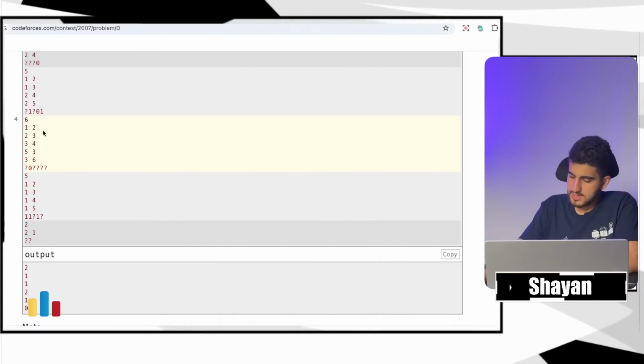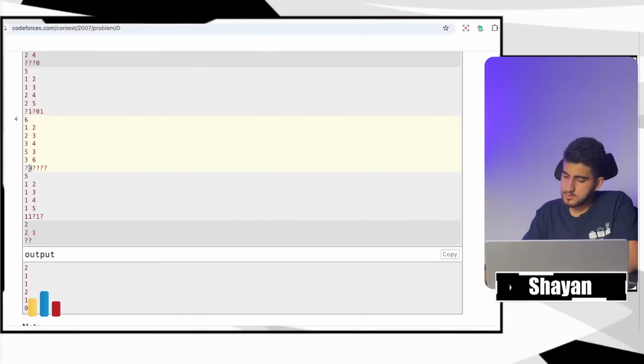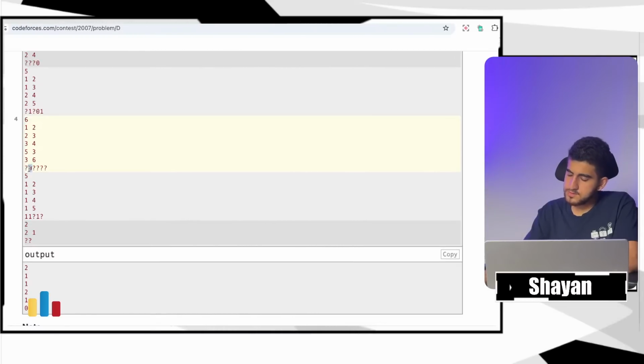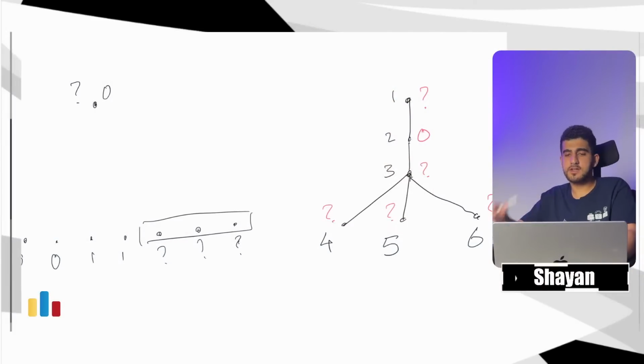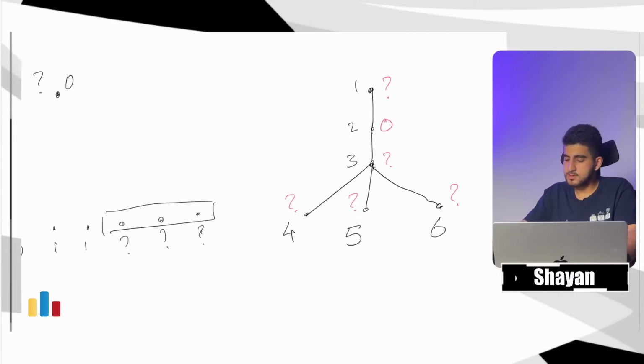And only for 2, we know that the value of 2 is 0, but the rest of them are question marks. So we don't know the root, and the number of zeros and ones in the leaves are the same. They are both 0. There is no leaf with value 0 and there is no leaf with value 1. I mean, we have none.